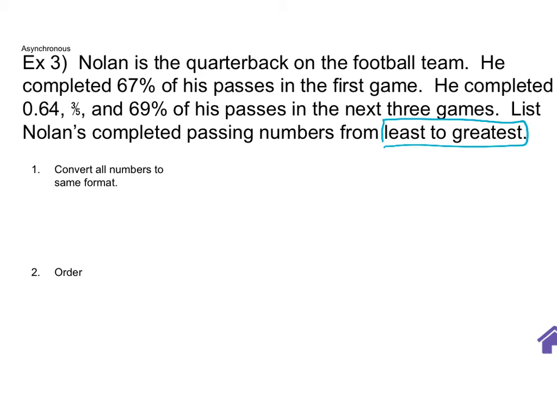Well, the first thing is we have to convert all numbers to the same format. So I'm going to just go ahead and write all my numbers down. So I have 67%, I have 0.64, I have 3/5, and I have 69%. Personally, I like to always use decimals, especially when there's percents and fractions involved. So I'm going to go ahead and make it decimals.